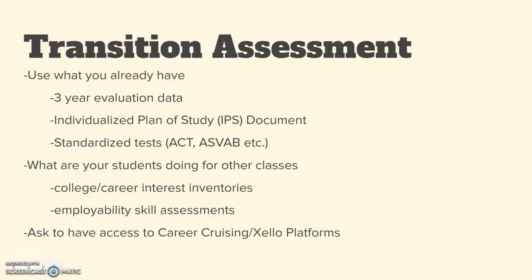The good news is that you likely already have access to assessment data that is already being collected. You can incorporate cognitive or achievement testing information collected by the school psychologist at 3-year reevaluations, data from a student's individualized plan of study or IPS document, standardized testing information like the ACT, ASVAB, or other tests. So think about what your students are already completing for other classes, like career or college interest inventories, employability skill assessments, and more. If your school is using Career Cruising or a Zello platform, ask to be placed on your student's account to access that information.